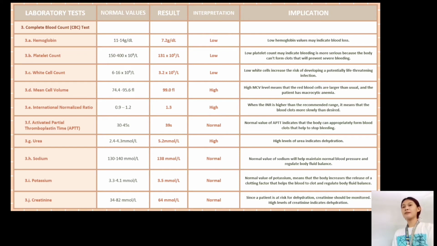Potassium. The normal value for potassium is 3.3 to 4.1 millimole per liter. The result is 3.5 millimole per liter. The interpretation is normal. Normal value of potassium means that the body increases the release of a clotting factor that helps the blood to clot and regulate body fluid balance. Sodium levels are measured to detect whether there's the right balance of sodium and liquid in the blood to carry out functions.